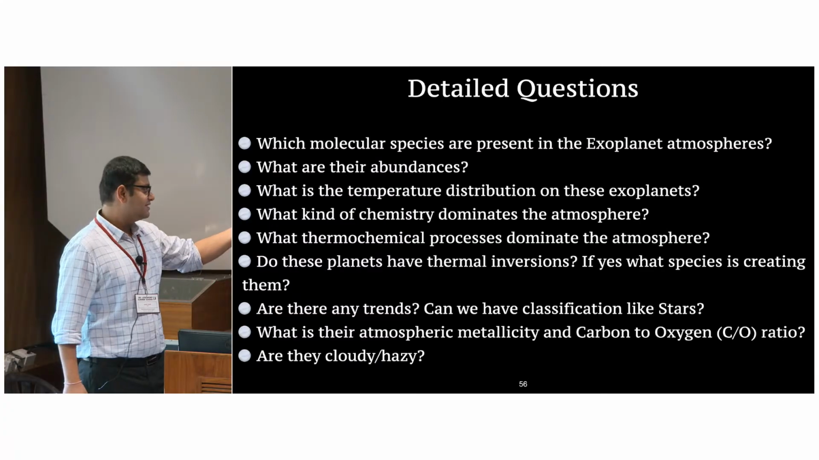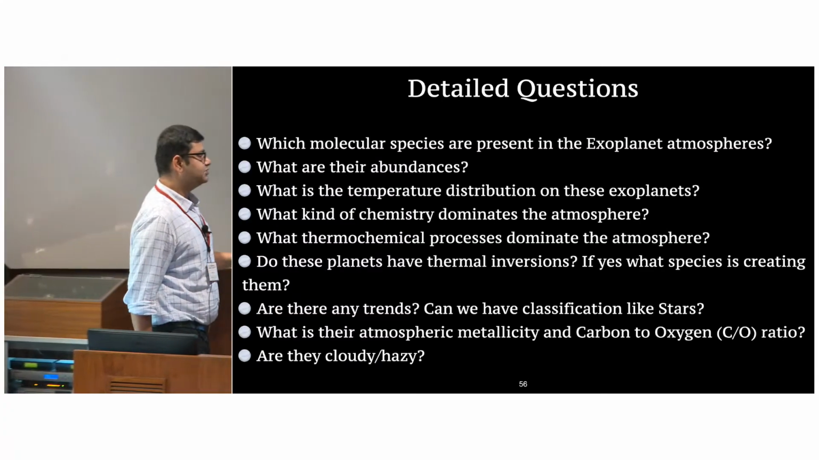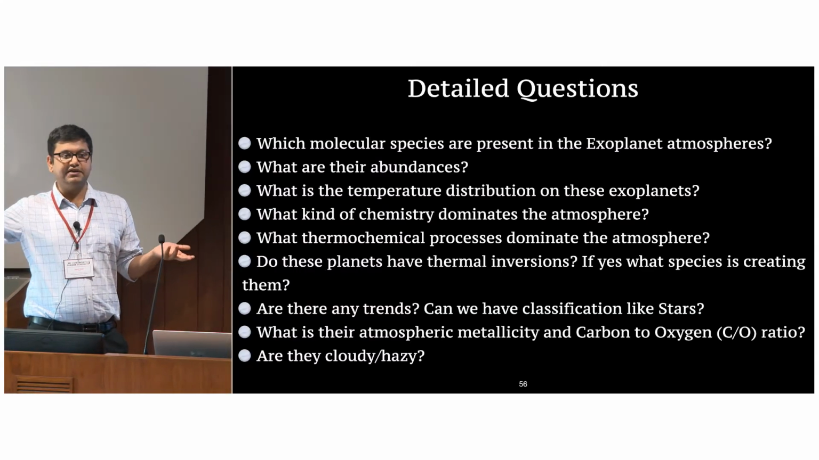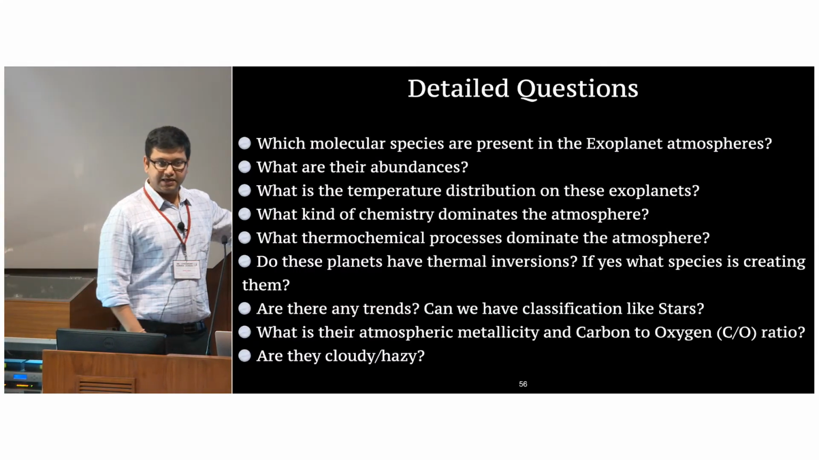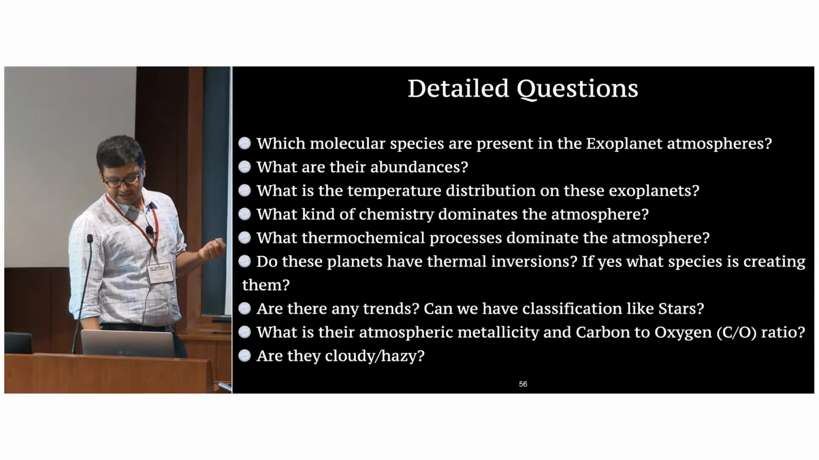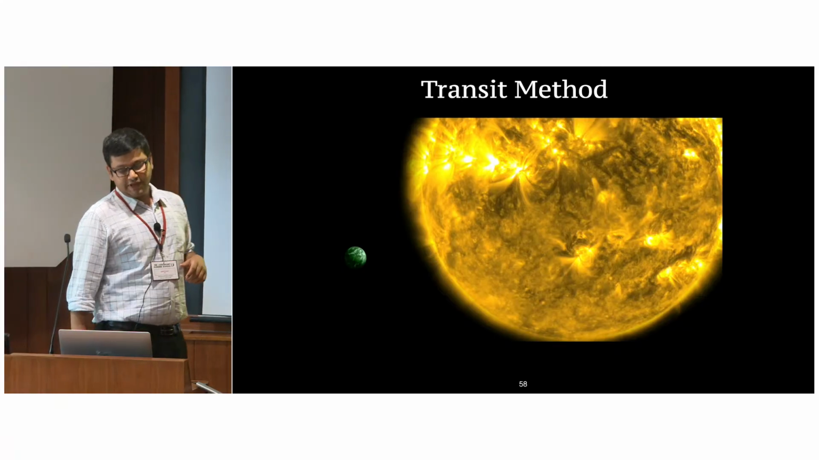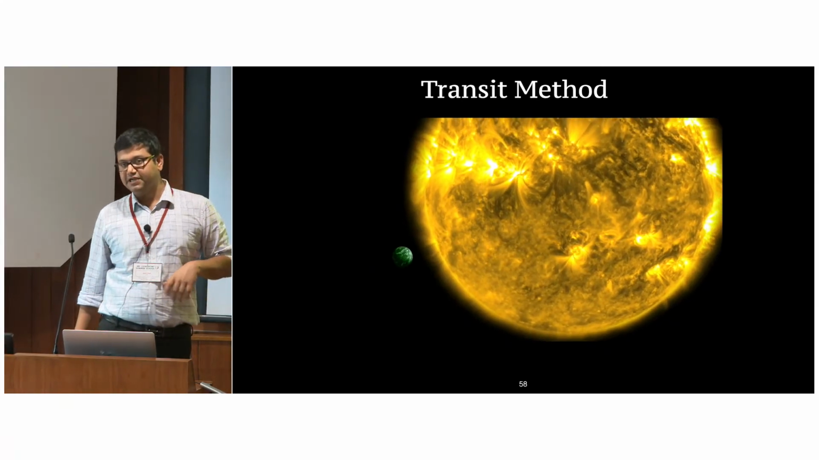Then there are other details: metallicity and carbon to oxygen ratio. I won't go into detail. Are they cloudy or hazy? We see clouds very commonly on Earth, so are there clouds or hazes in them also? So these are the detailed questions we are currently trying to answer. So how do we answer these questions? The method is the same, the transit method.